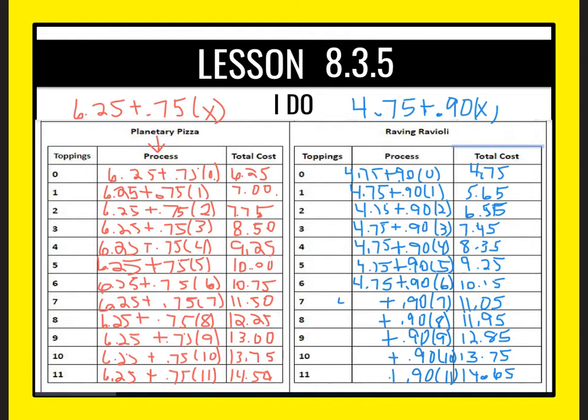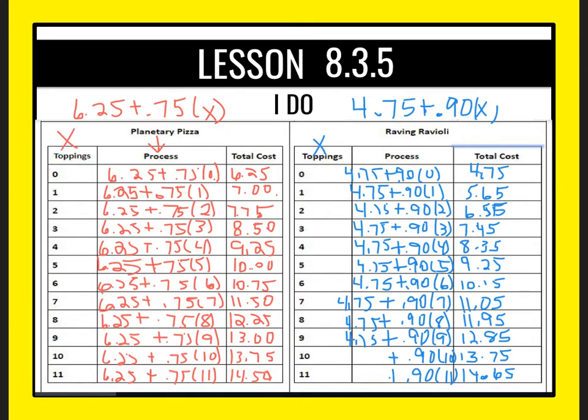So all of the expression will stay the same. The only thing that will change, once again, is this variable of toppings, because notice the number of toppings that I can have will change. So that is going to help me determine the cost. So they both share the toppings.